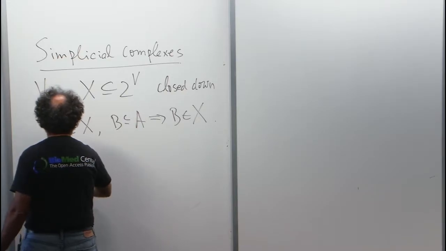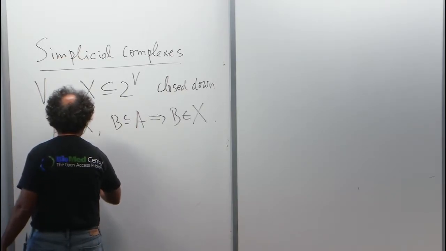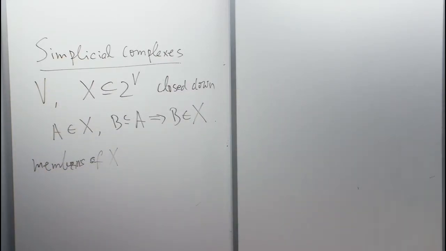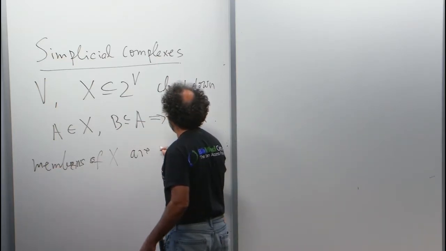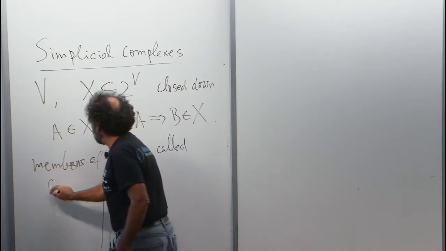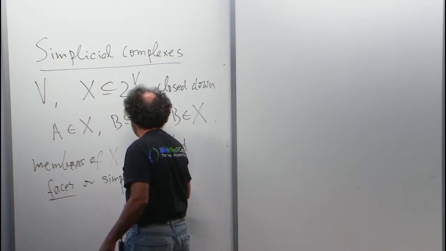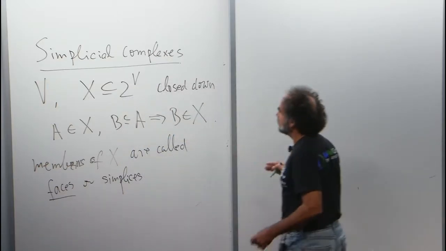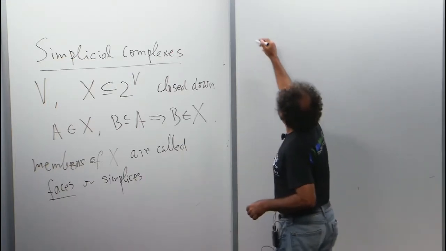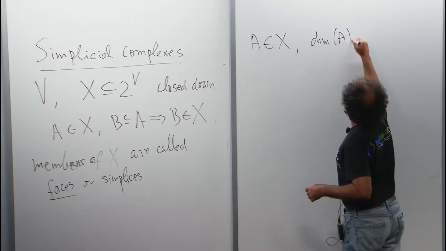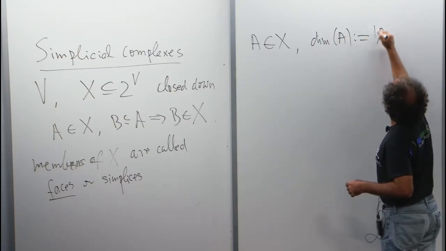Members of X are called faces or simplices. That's where the name comes from. You'll see in a second how. And if A is a face, then we associate a dimension which is just the cardinality minus 1.